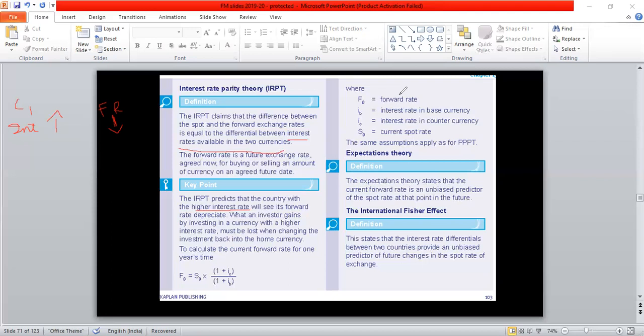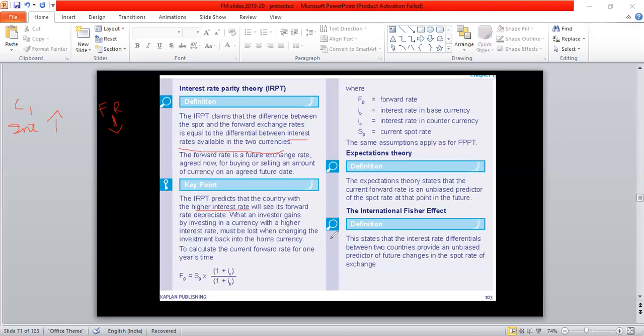If interest rates are higher, then they will have better benefit of receiving interest at higher values in their country itself. In their domestic country only they can get benefited. So they would not look at these things. So it says that when an investor gains by investing in a currency with a higher interest rate, it must be lost when changing the investment back to the home currency.